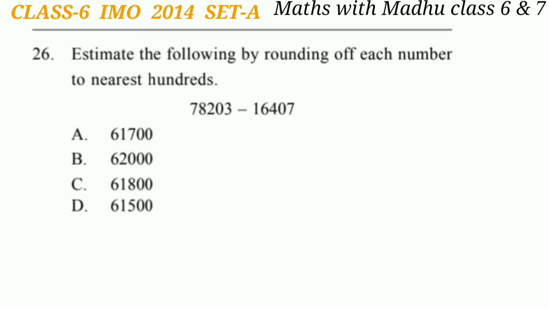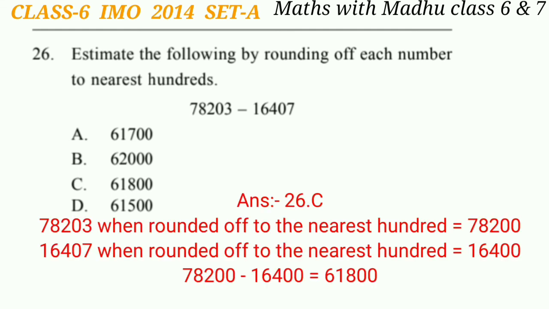Now question number 26. Estimate the following by rounding off each number to the nearest hundreds. 78,203 minus 16,407. 78,203 when rounded off to the nearest hundred will be 78,200. Similarly, 16,407 when rounded off to the nearest hundred will be 16,400. So their difference will be 61,800, which is option C.